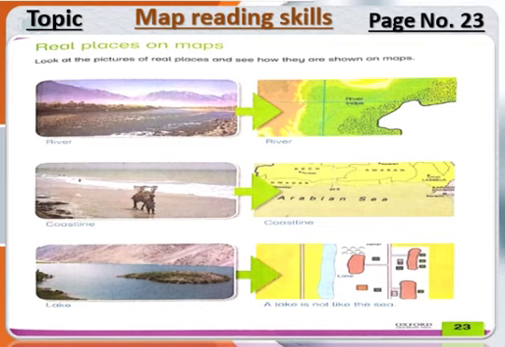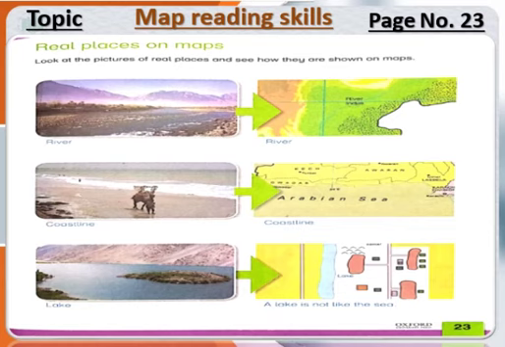Now come to page number 23. Here you will see some pictures. Look at the pictures of real places and see how they are shown in the map so that you can understand it. First picture is of a river and it is shown in the map with blue dotted line. We mostly use blue color for water on maps.